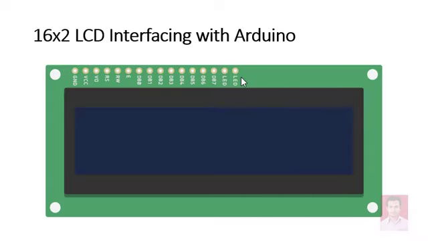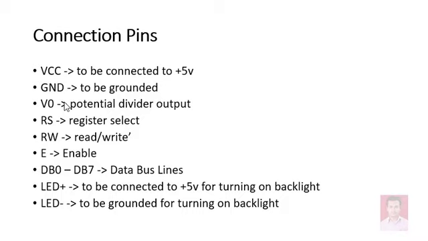Then this is LED plus and LED minus. In most of the cases, it is also called anode and cathode. And the VCC is also called VDD, and ground is also called VSS. So the notation varies from company to company. Let's explain the connection diagram. This VCC must be connected to a 5-volt supply, and the ground should be connected to the ground. So unless this is done, you cannot use the LCD.